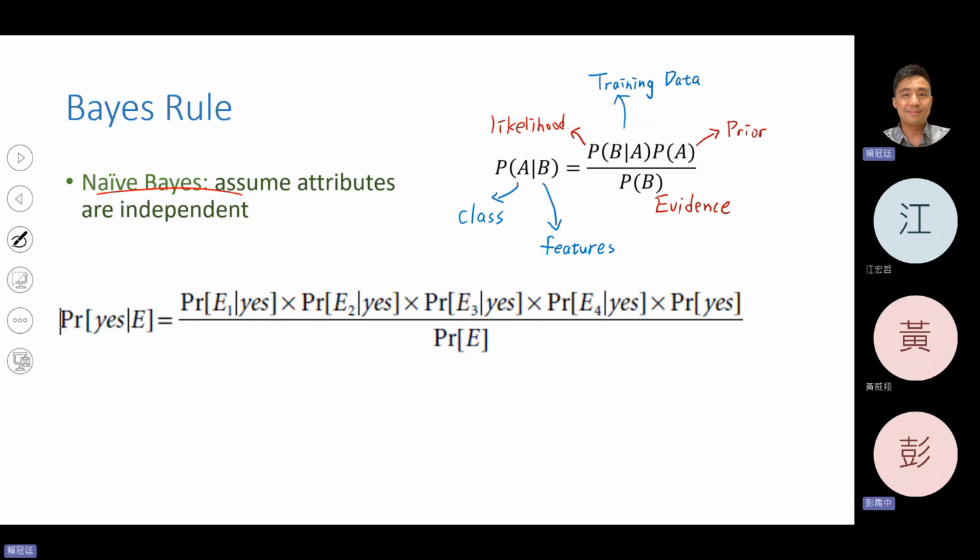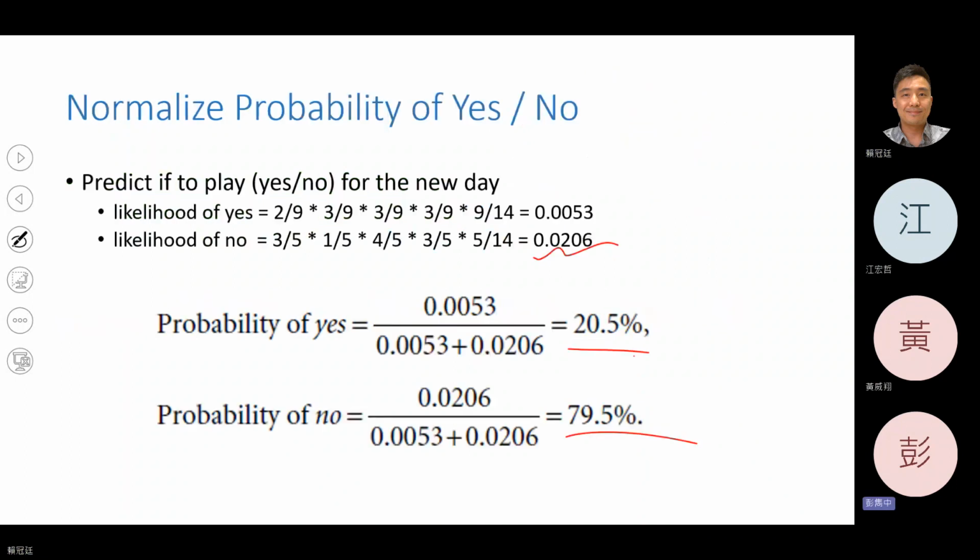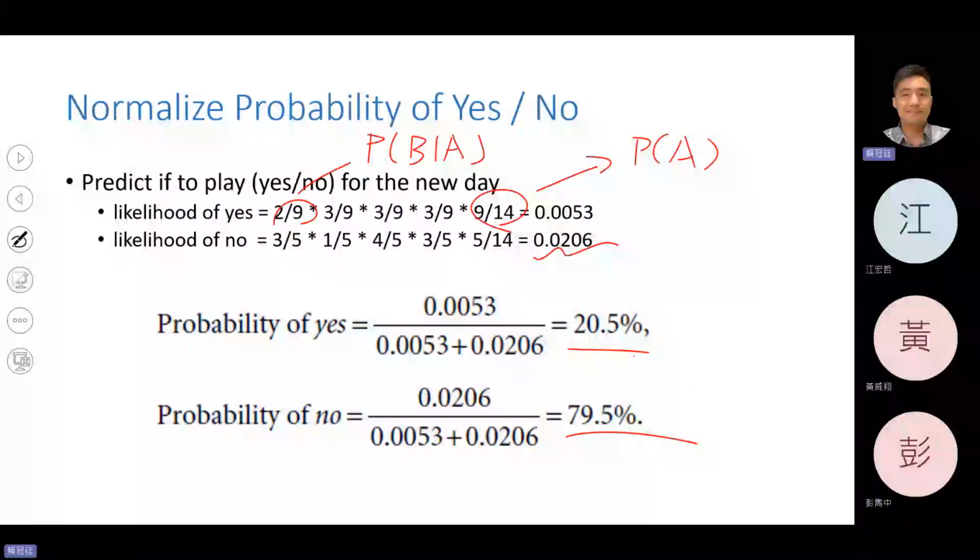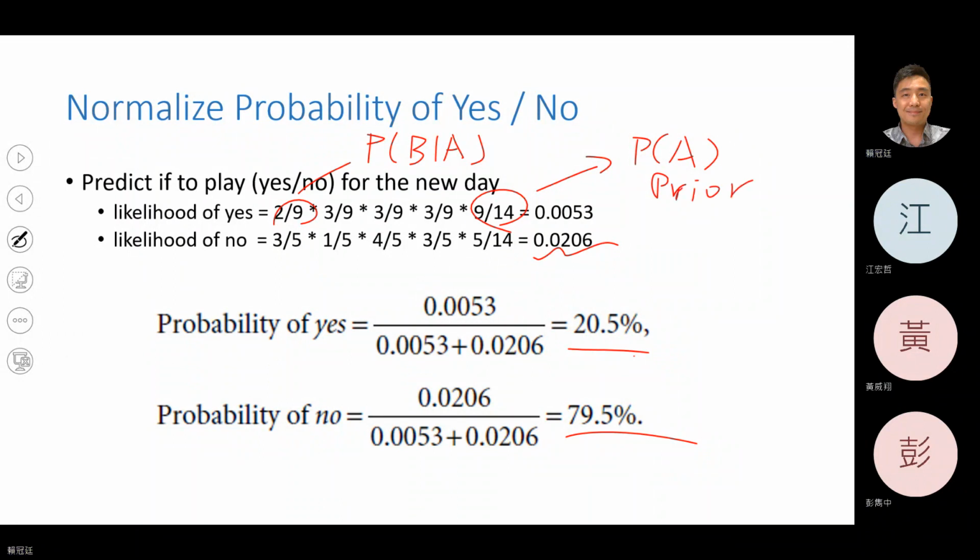And this algorithm is the naive Bayes algorithm. What we are doing is P(B|A) times P(A). P(A) is called the prior, which is the probability of how many yes you have in the data set. The others are likelihood.